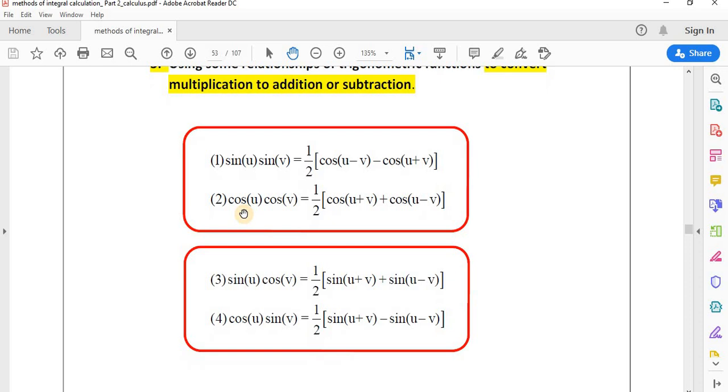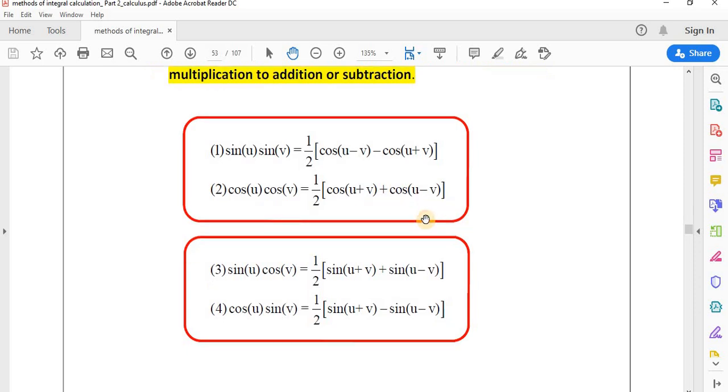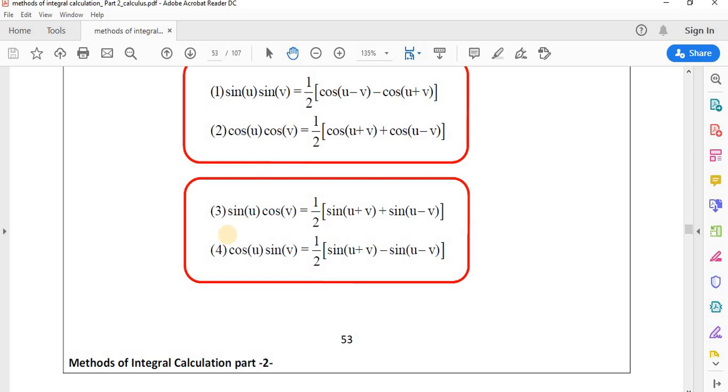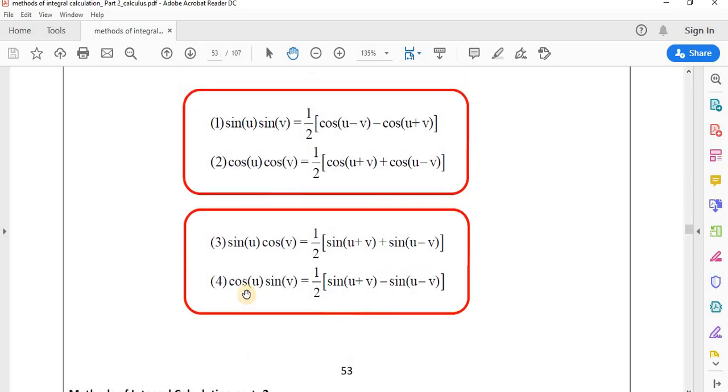The second one, cosine u multiply cosine v, will be equal to half cosine (u plus v) plus cosine (u minus v). The third one, sine u multiply cosine v, will be equal to half sine (u plus v) plus sine (u minus v). The fourth one, cosine u multiply sine v, will be equal to half sine (u plus v) minus sine (u minus v).